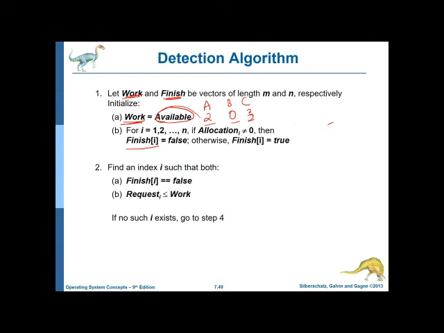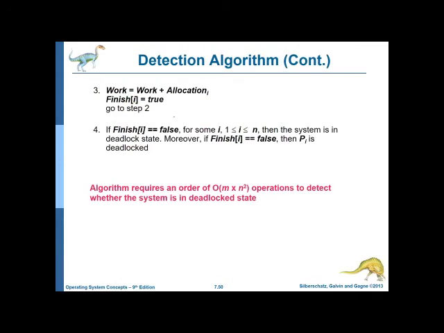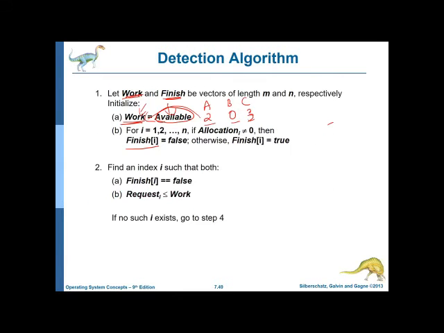Now that value is assigned to work. Why are we doing that? Because we do not want to modify the original value of available. So we copy it to another variable named work, because work is going to be changed in the program. In this algorithm, we're going to change the value of work, so we do not want to lose the original value of available. That is the only reason.